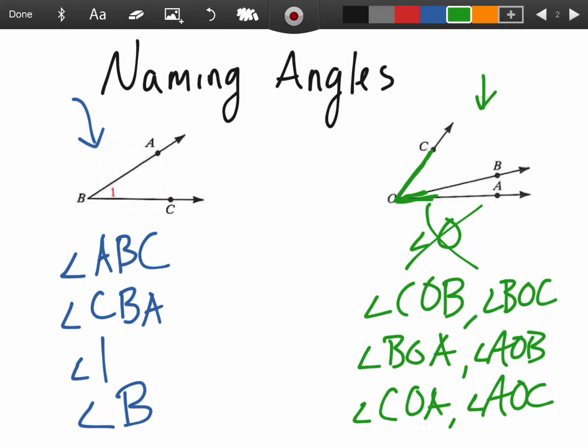So over here, we're allowed to call it angle B just because it's clear to see which one that refers to. That is the vertex of only one angle, so it's fine. However, when it's the vertex of multiple angles, you really are not allowed to do that because nobody knows which one you're talking about.